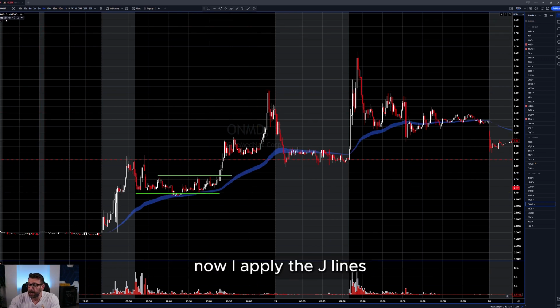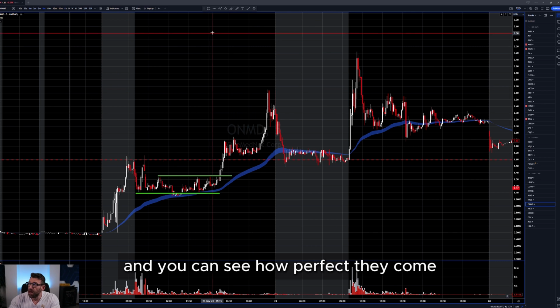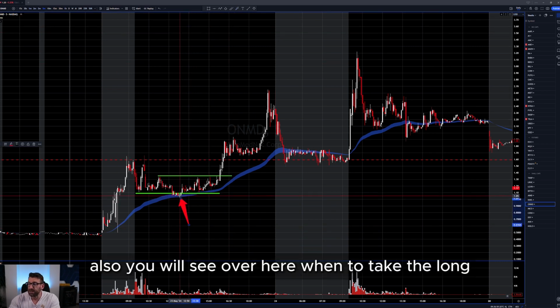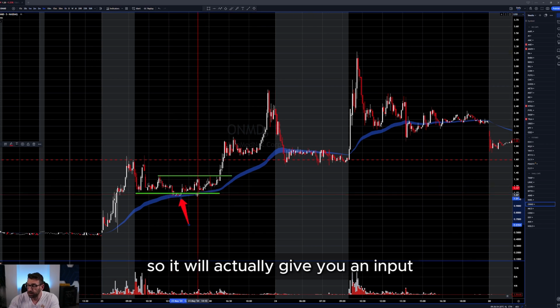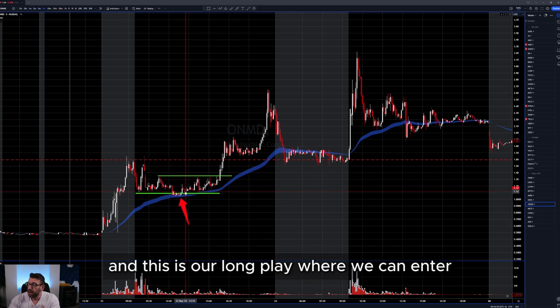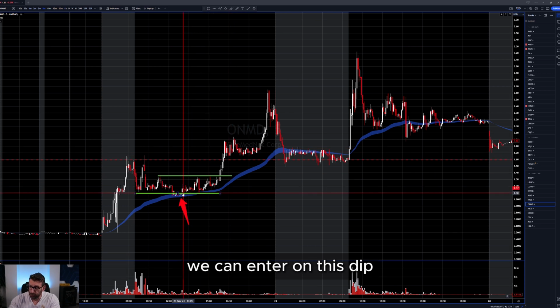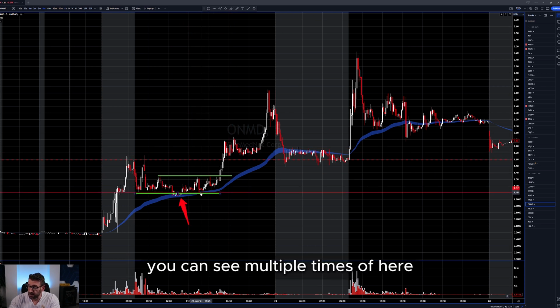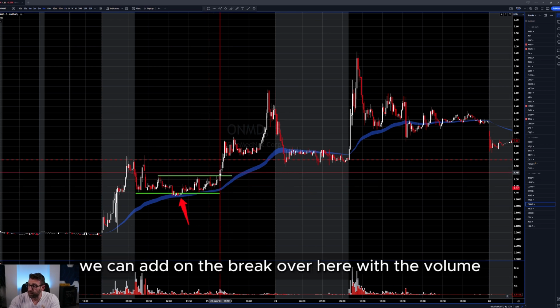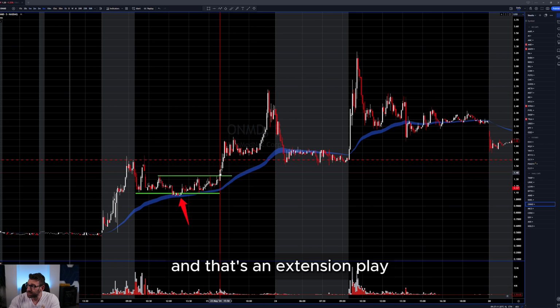Now I apply the J lines, and you can see how perfect they come with the new trading system. Also, you will see over here when to take the long, so it will actually give you an input, an alert, an arrow that gives you long. And this is our long play where we can enter on this dip. You can see multiple times over here we hold a dip. And then also we can add on the break over here with the volume. And that's an extension play.